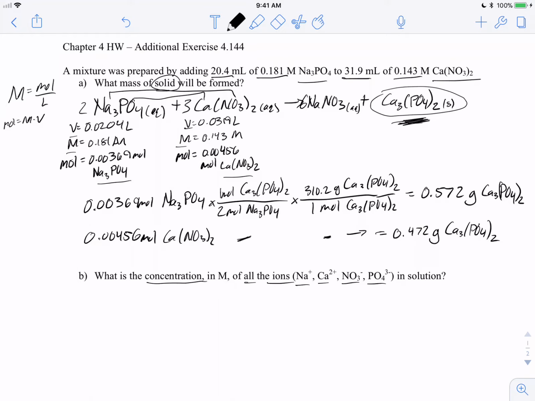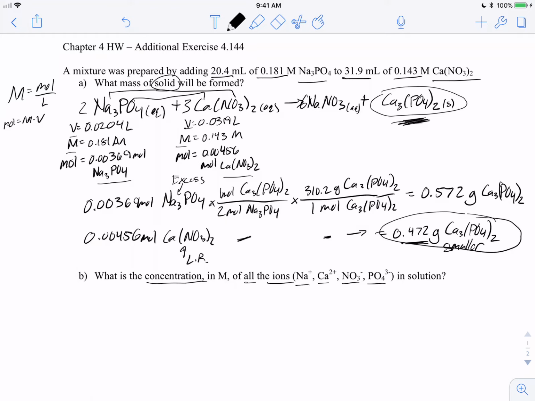And so now we see, well, our calcium nitrate is going to be our limiting reactant. We see that this is the smaller value, which tells us we're going to run out of calcium nitrate before we get rid of all of our sodium phosphate. And so that tells us that our calcium nitrate is our limiting reactant and our sodium phosphate is our excess reactant.